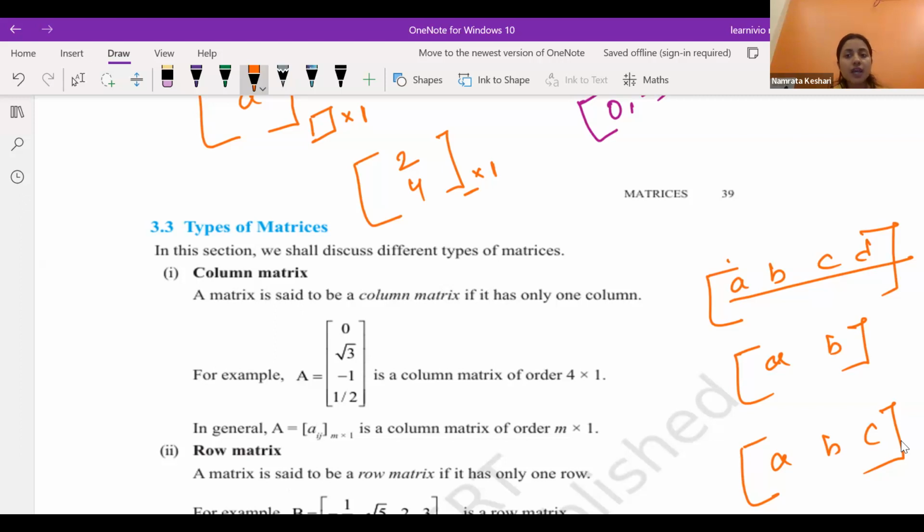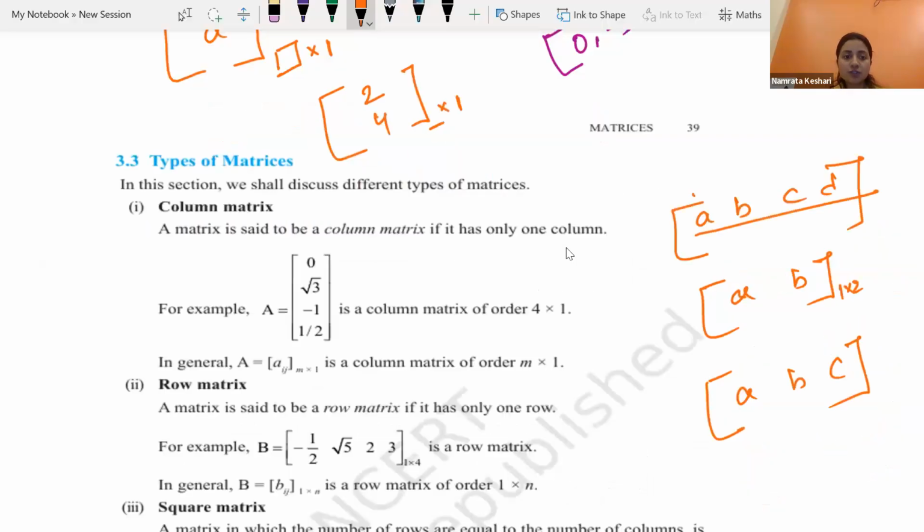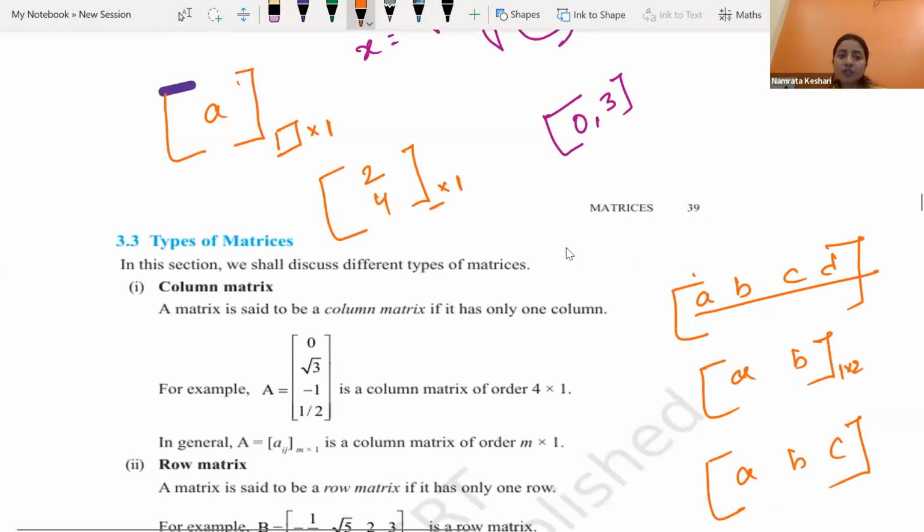Next one, we are having here the number of rows is one, but the number of columns is two. So a 1 by 2 matrix. So as the name says, row matrix means the number of rows will be one, column matrix means the number of columns has to be one and only one.